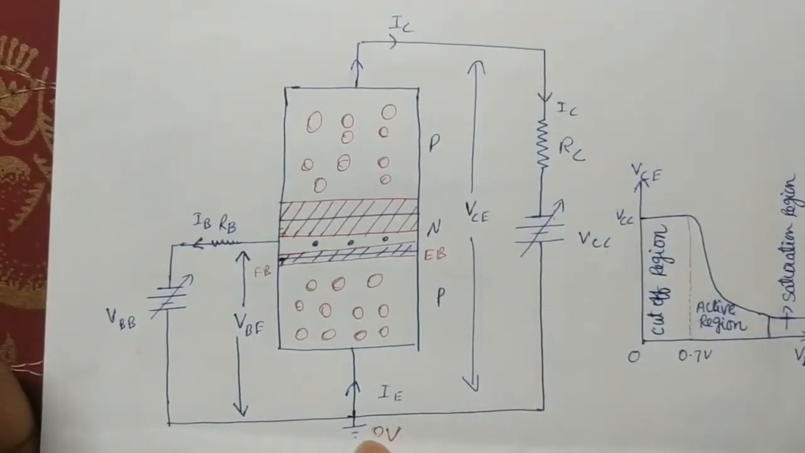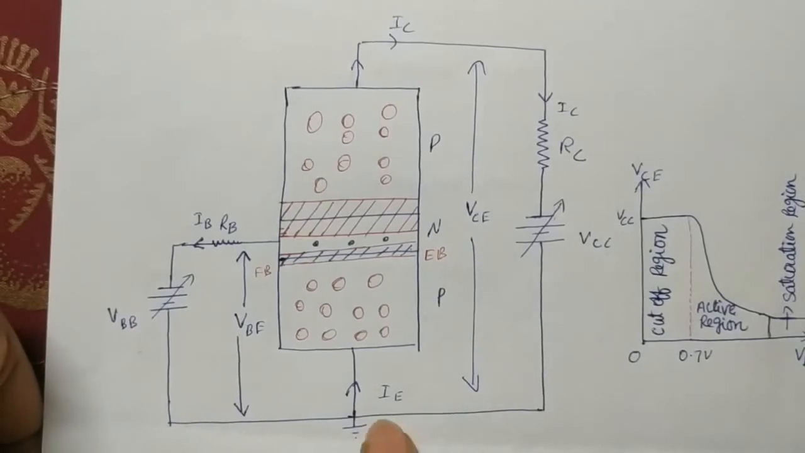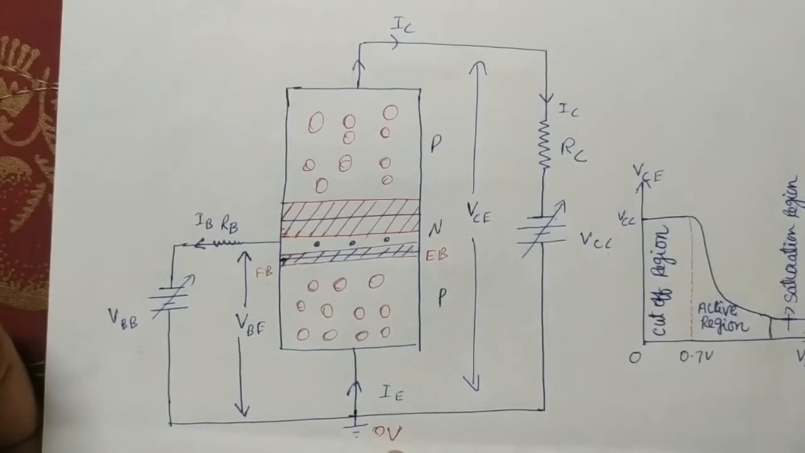And you see about the emitter, this is common for input and output. That's why both are joined here and connected to the ground. Ground means zero potential point.